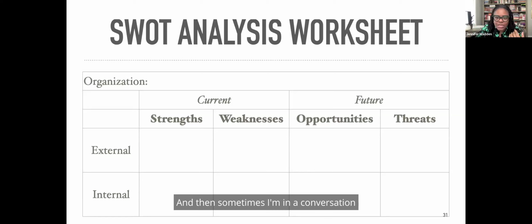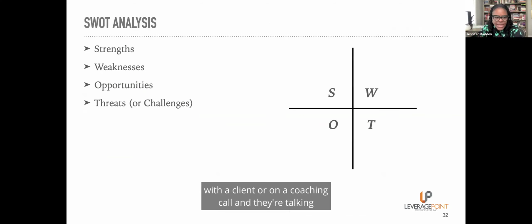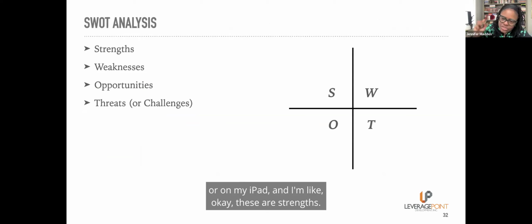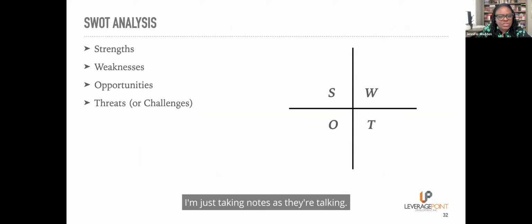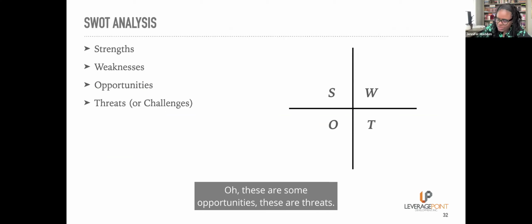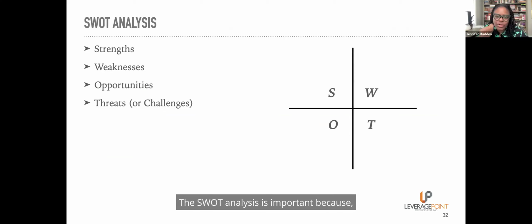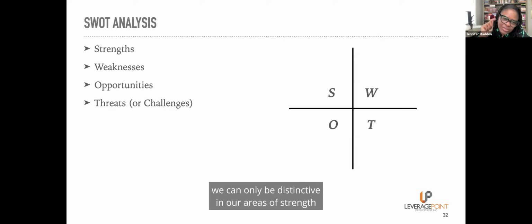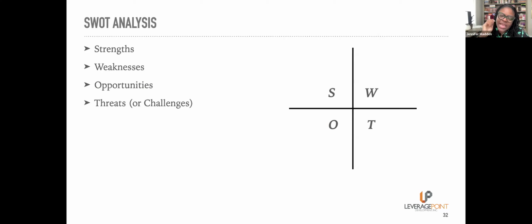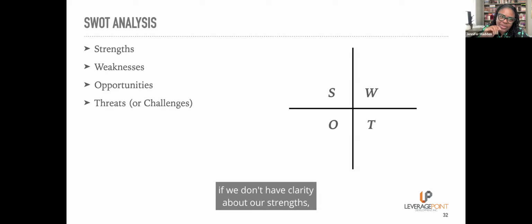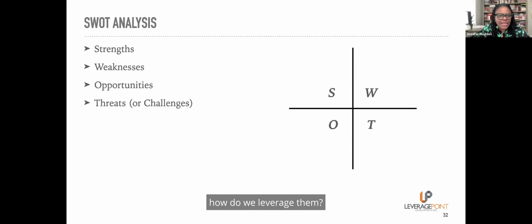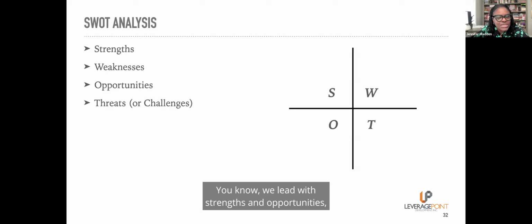Sometimes I'm in a conversation with a client or on a coaching call and they're talking and I've made a little cross on my notebook or on my iPad and I'm like, okay, these are strengths. I'm just taking notes as they're talking. These are some weaknesses. Oh, these are some opportunities. These are threats. The SWOT analysis is important because, and I cannot say it enough, we can only be distinctive in our areas of strength. If we don't have clarity about our strengths, how do we leverage them? We lead with strengths and opportunities, and then we mitigate the weaknesses and threats potentially through collaboration.